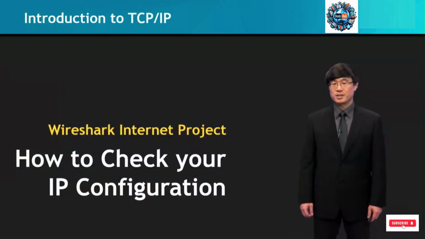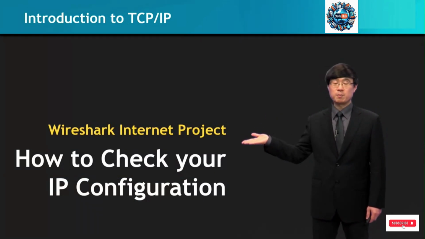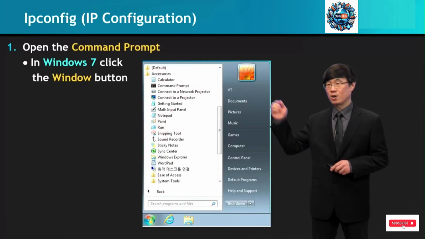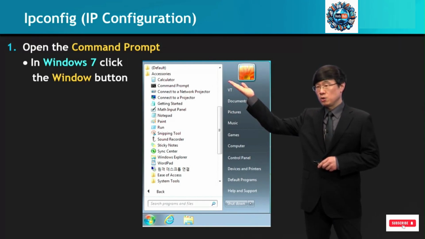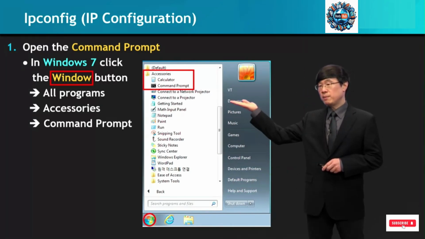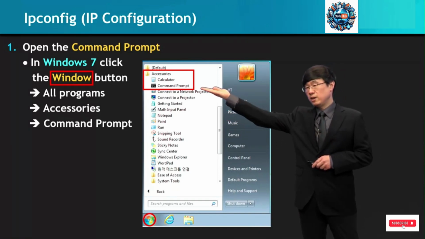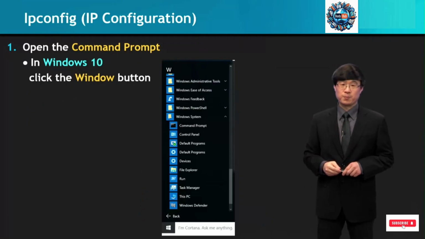In this lecture, we're going to study how to check your IP configuration on your PC or your laptop computer. We start by opening the command prompt window. In a Windows 7 based computer, you can click on the Windows button, then All Programs, Accessories, then go down to Command Prompt, and you'll be able to open the command prompt window.